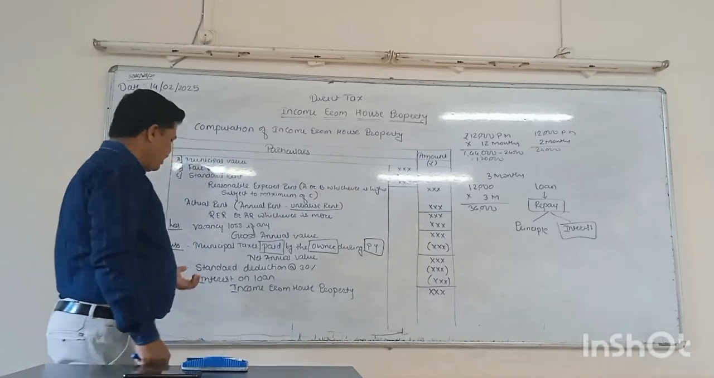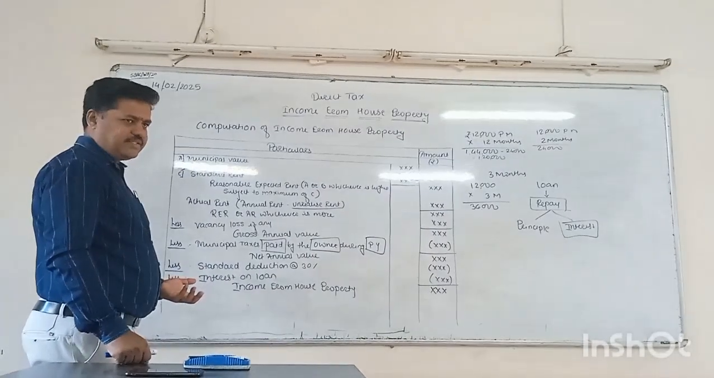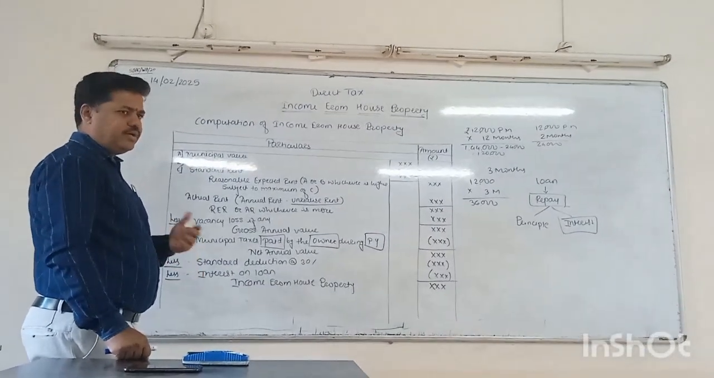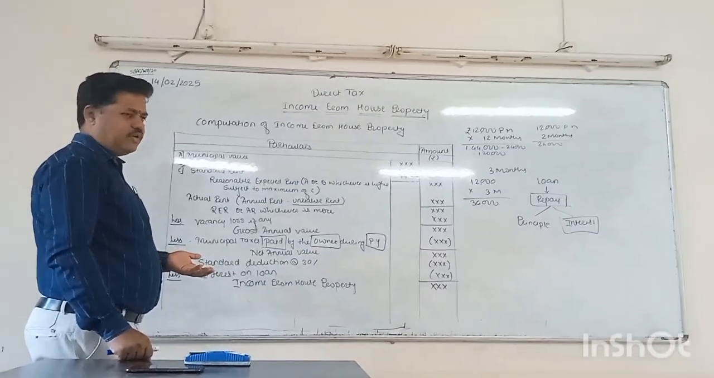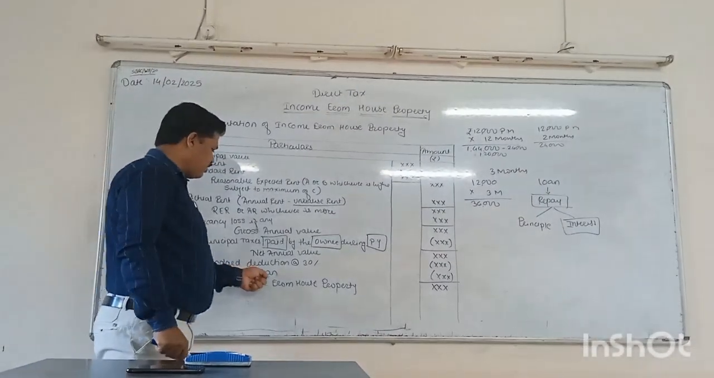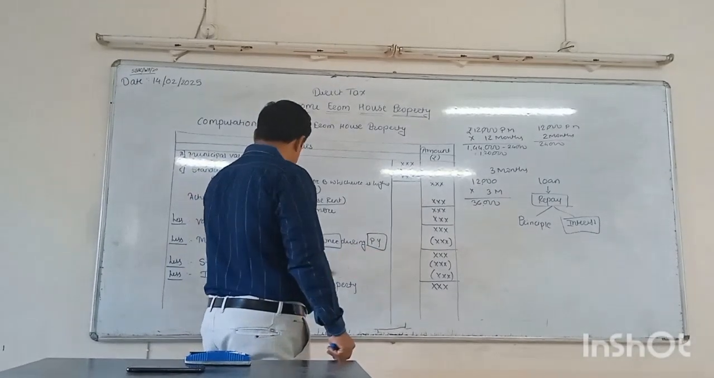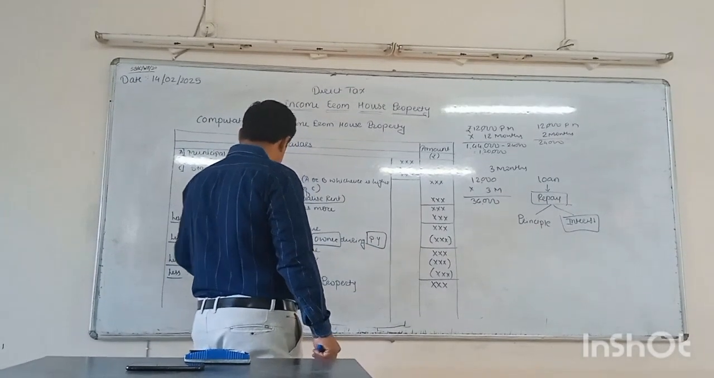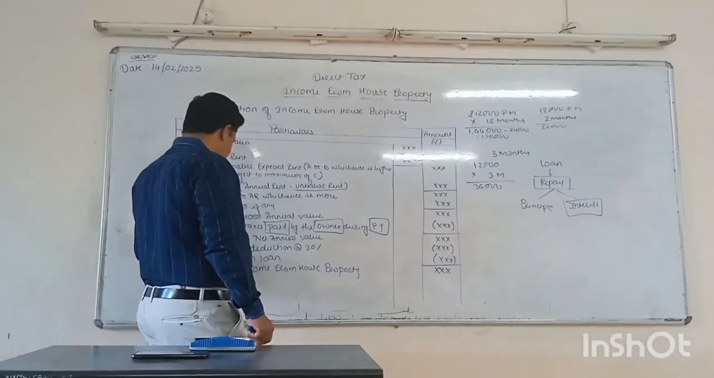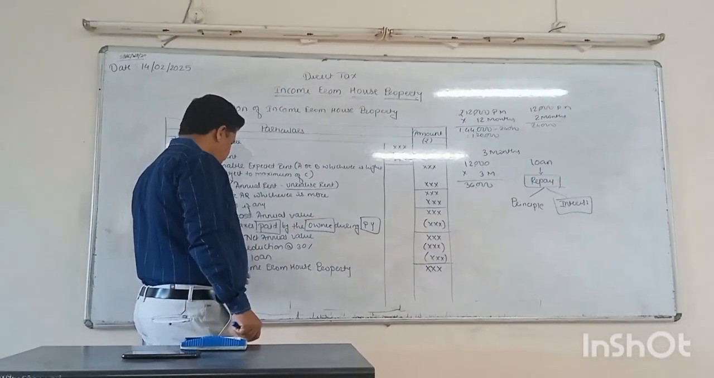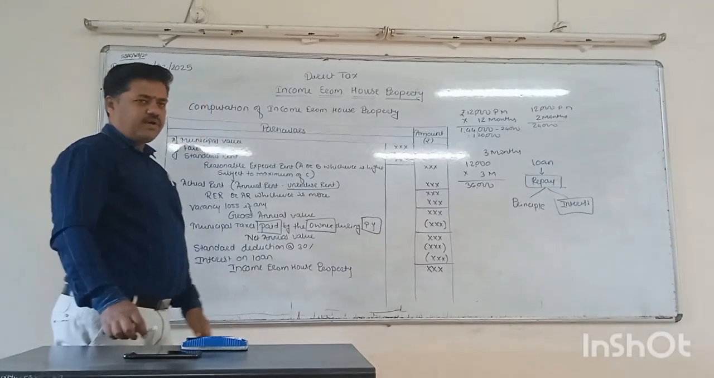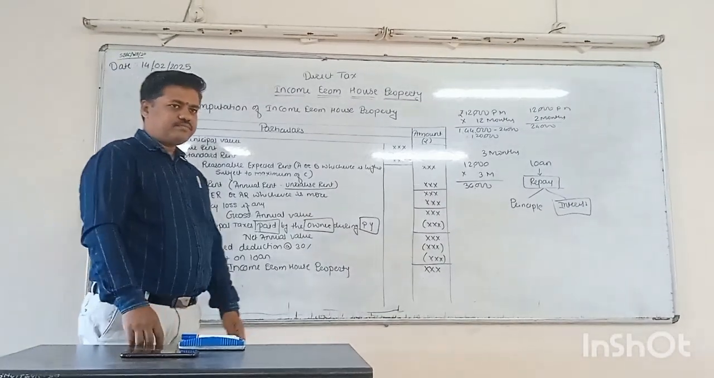After that, if any housing loan is taken by the assessee, on the payment of installments of that housing loan, when we pay interest on that loan, we can also take a deduction for the interest. When we deduct standard deduction and interest on loan from the net annual value, we get income from house property.